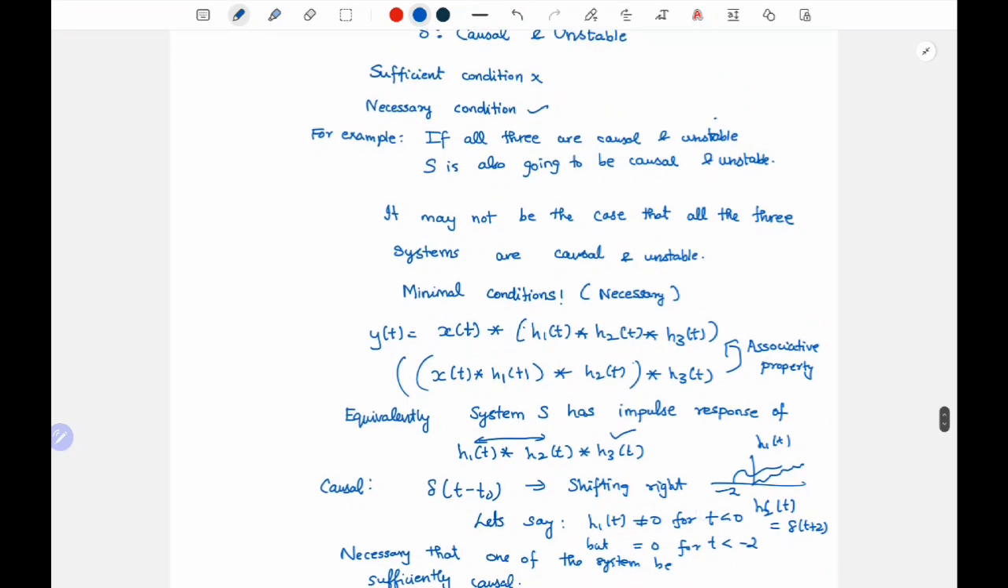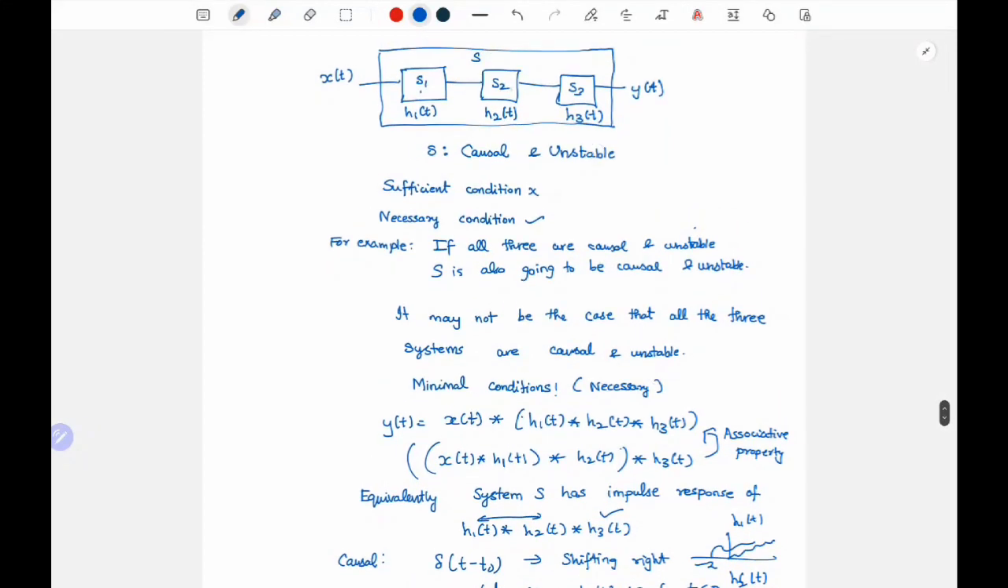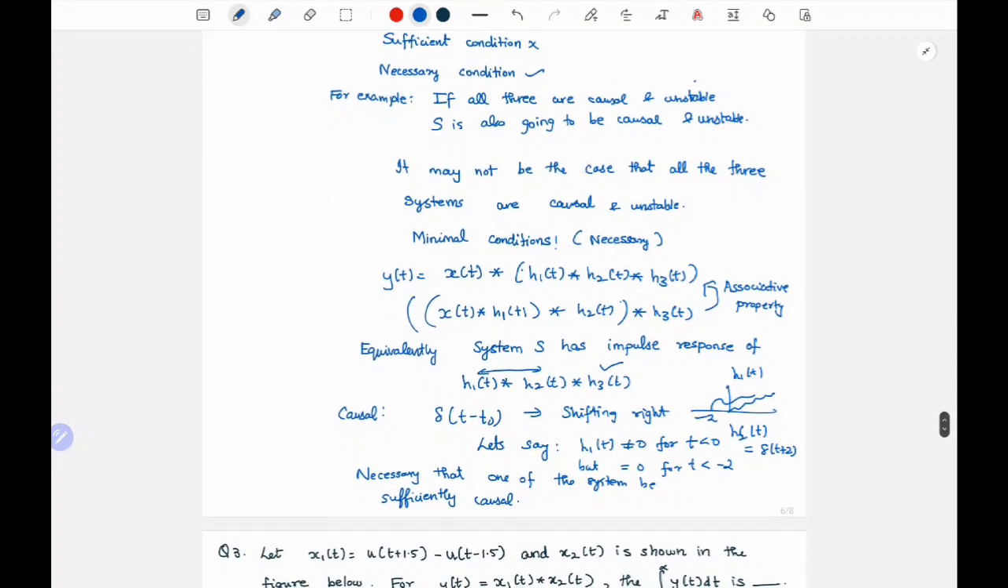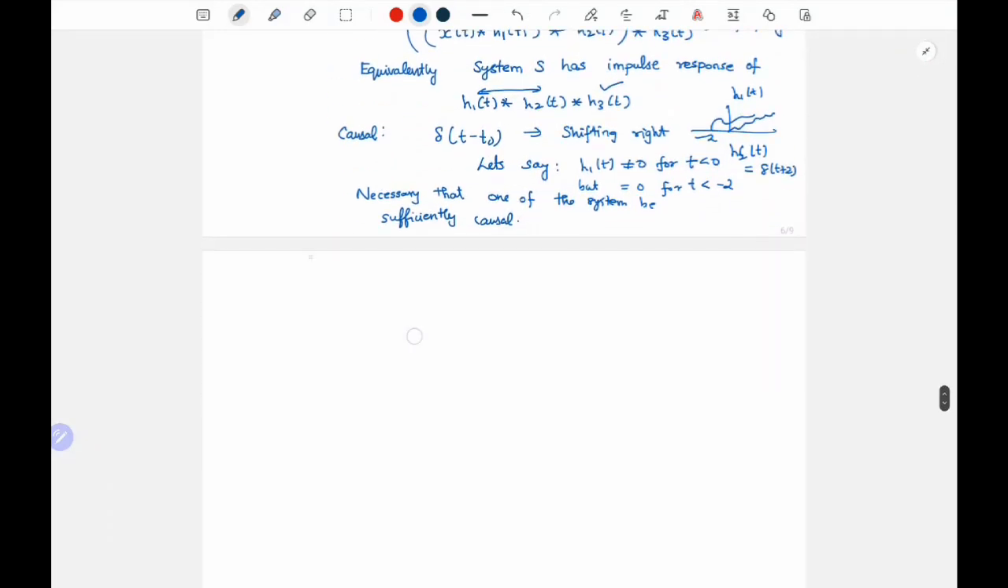Okay. So now we'll check what is stability. Is it required for all the three systems to be unstable for the entire system, the cascaded system, to be unstable? Not necessary. Again, I'll open a new page. So the question is, is it necessary for all systems to be unstable?